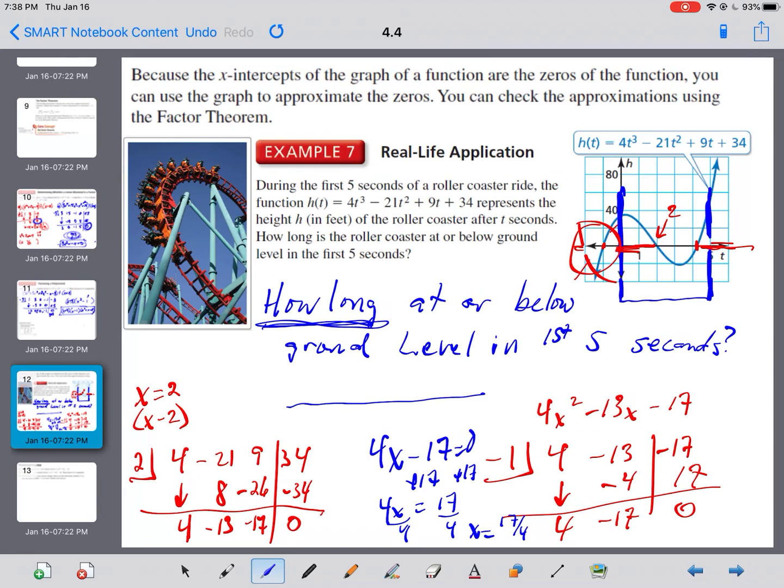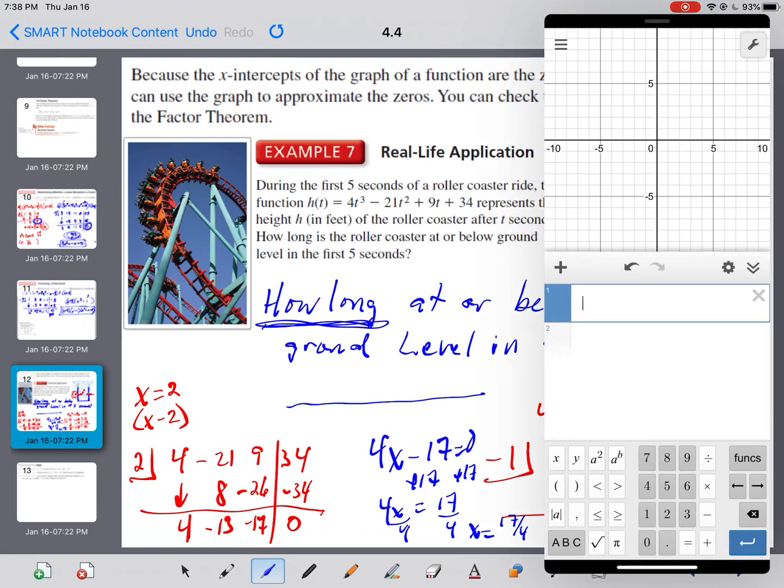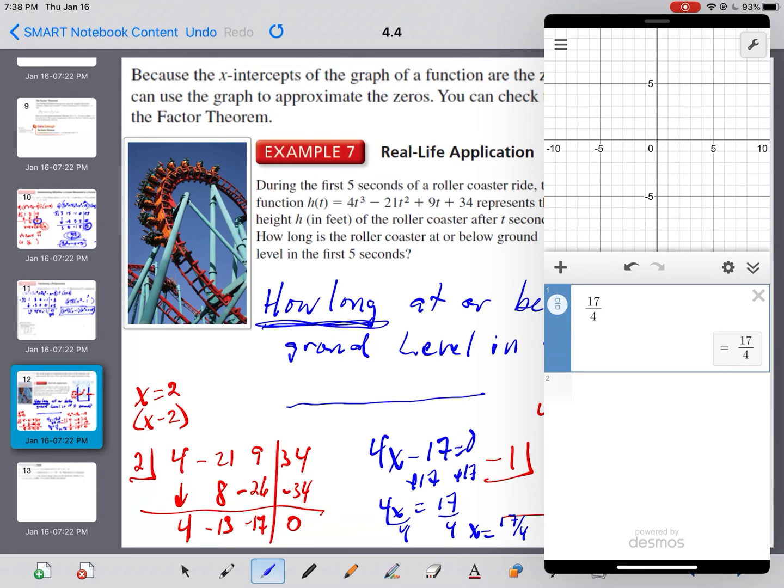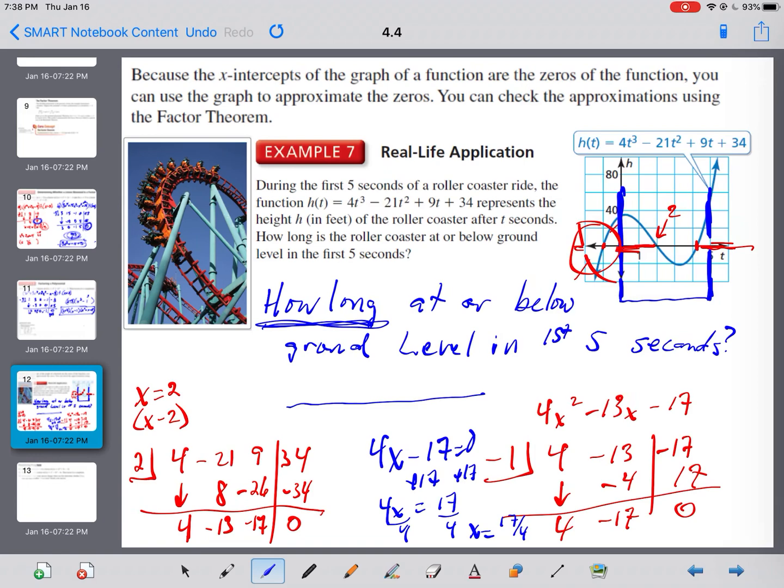So I've got from 2 seconds to 17 over 4 seconds. Let's shrink that down a little bit. What is 17 divided by 4? 4.25. Okay. If we want it in fraction form, we can do that, but 17/4 doesn't really help us. Let's look with the 4.25, right?